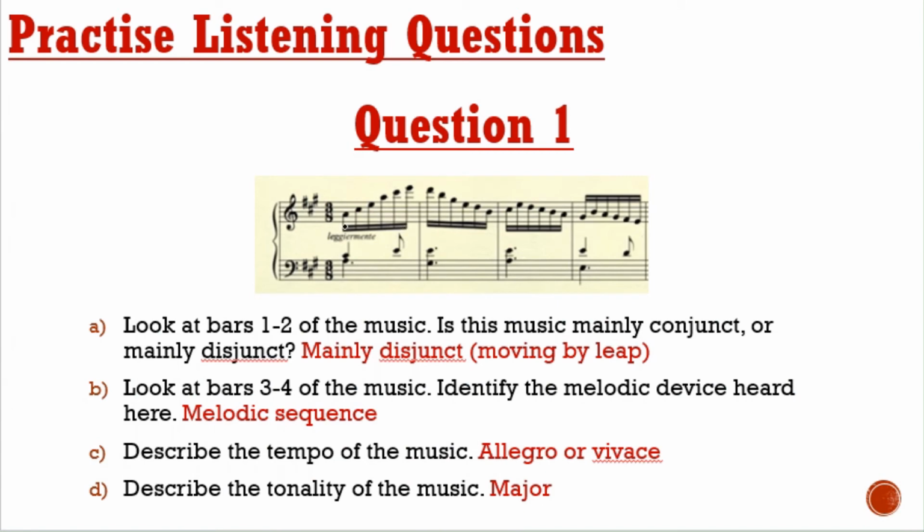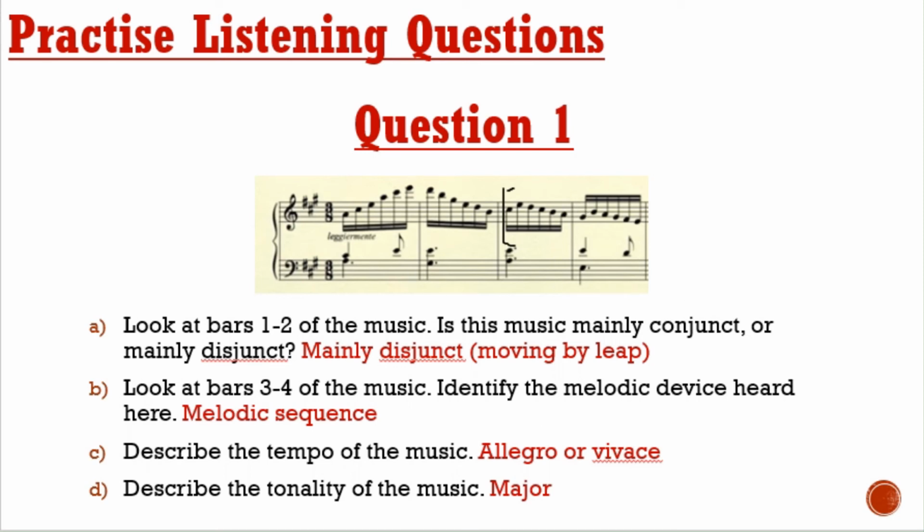Okay, so in bars 1 and 2 of this piece of music, the music's mainly disjunct or moving by leap. So every time the note changes, it goes to a note more than just one step away. It moves by leap. In bars 3 to 4 of the music here, we've got a little melodic sequence. So in bar 3, we've got a pattern, and then in bar 4, that pattern is shifted down a few notes, but it's still the same pattern. So that's an example of melodic sequence.